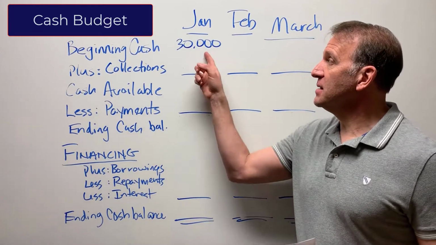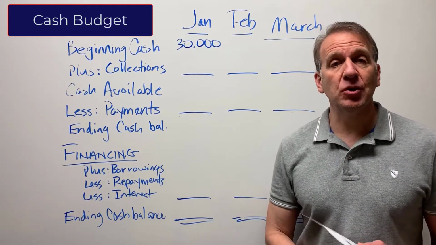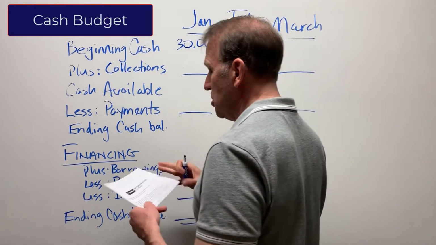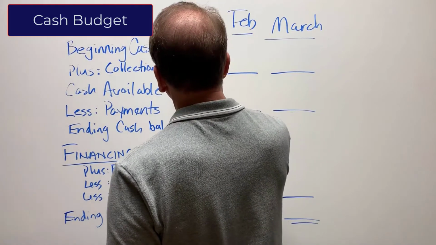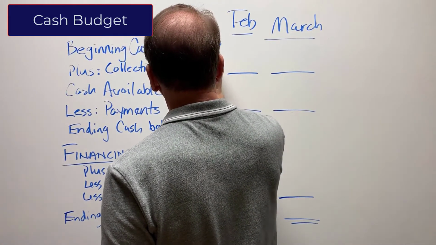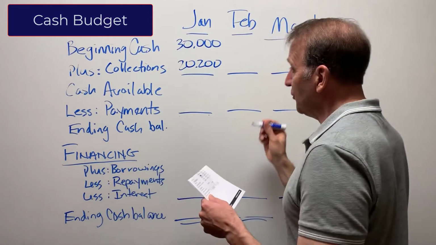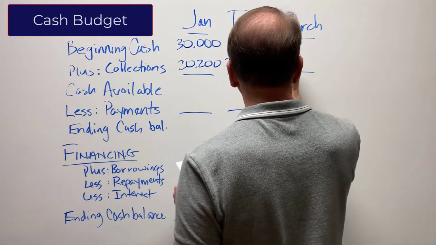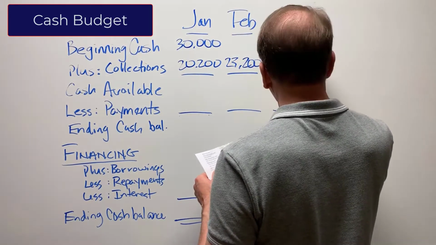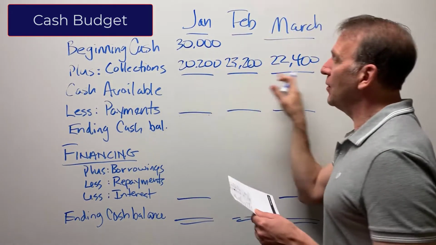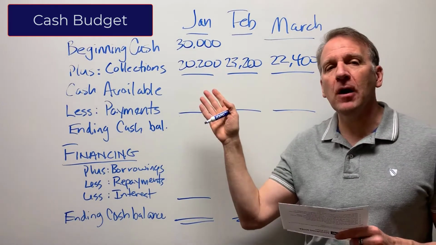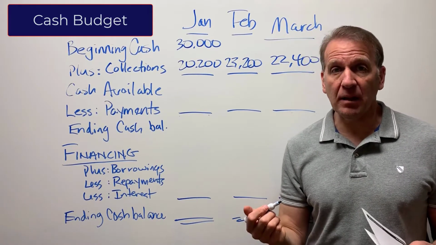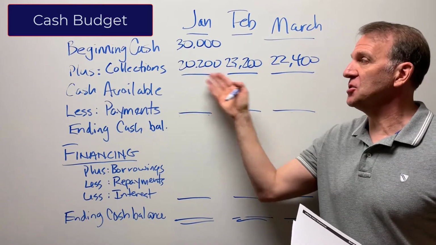First of all, our beginning cash balance is $30,000. Next is given our cash collections. For January, our cash collections are $20,200. Also given is February, $23,200. And in March, $22,400. These amounts are given to us, and these would come from our cash collections budget, or sometimes I've seen it in the sales budget directly. So it's just showing how we're getting cash in.